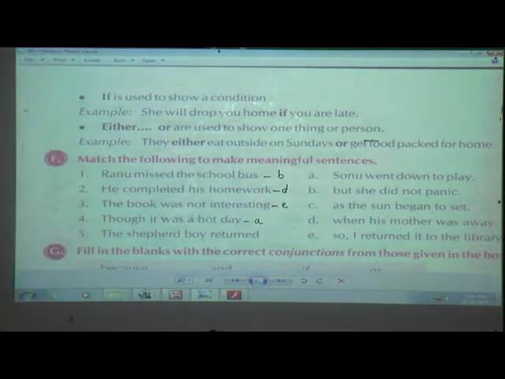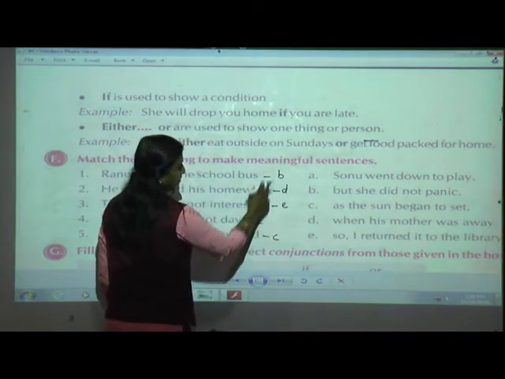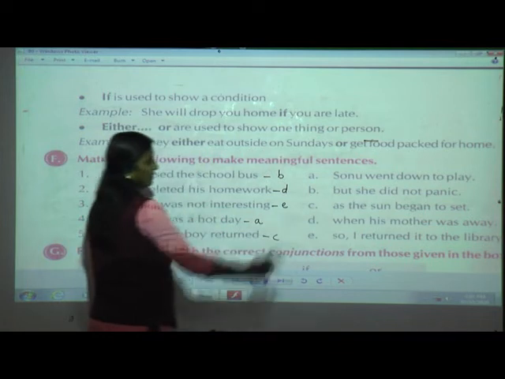Actually, I wanted to give this to you for homework, but still I will solve it for you. The shepherd boy returned. When did he return? Yes, as the sun began to set. So my last is C. Can you see? We have covered all: A, B, C, D and E.